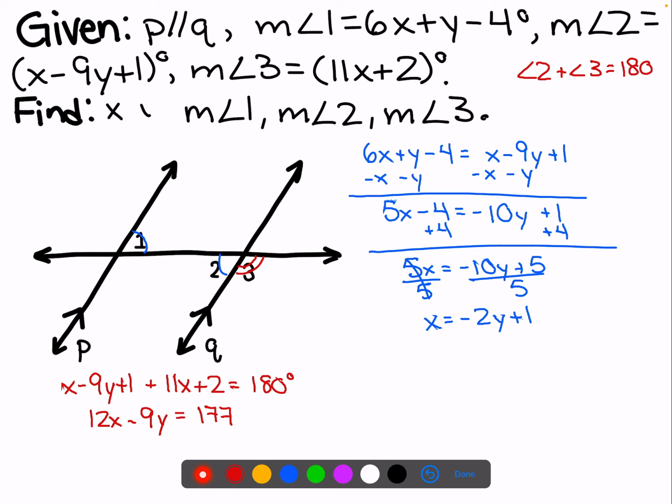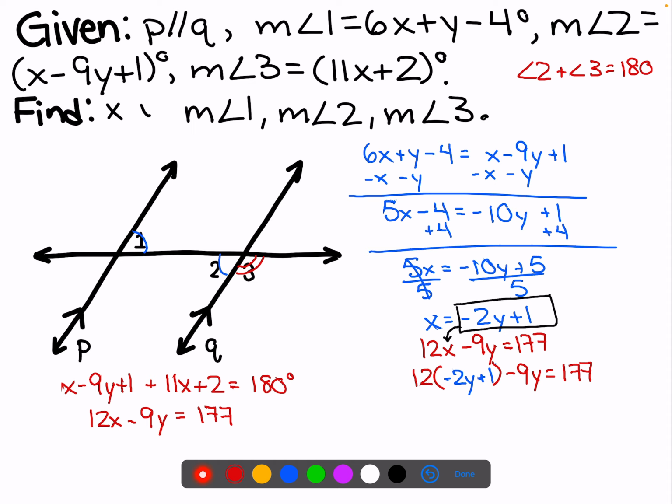So from here, I'm going to go ahead and bring this equation over. 12x minus 9y equals 177. And I'm going to substitute negative 2y plus 1 in for x. So I now have 12 times negative 2y plus 1 minus 9y equals 177. This will give me negative 24y plus 12 minus 9y equals 177. Negative 31y equals 165. Dividing both sides by negative 31, we get y is equal to negative 5.